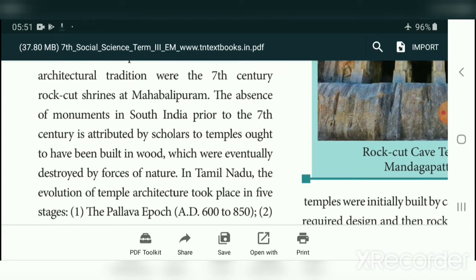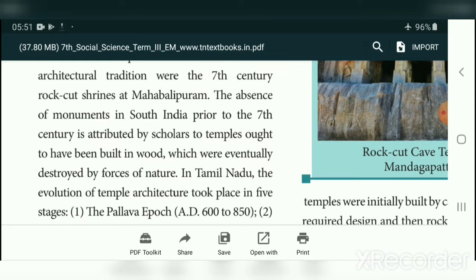The absence of monuments in South India prior to the 7th century is attributed by scholars to temples having been built in wood, which were eventually destroyed by forces of nature. So before the 7th century, there may have been temples in South India made of wood, but they may have been destroyed by natural calamities like floods, cyclones, etc. So we have no evidence of wooden temples.